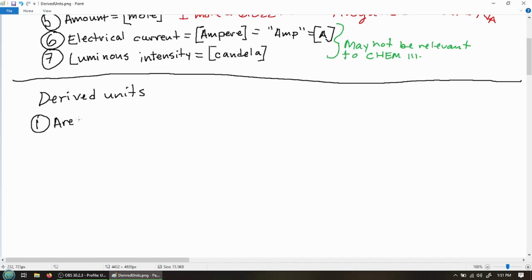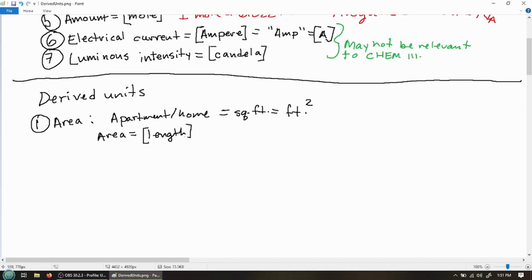For a first one, we can just look at something quite simple, area, right? We know that, for instance, if you're looking at an apartment or a home, your square footage is going to be the measure of the area of your apartment. So frequently you'll see this measured in square feet, right? But then we can also just think of this as feet squared. And this gives us an important insight here, that area has units expressed in the base unit system. It has units of length squared.